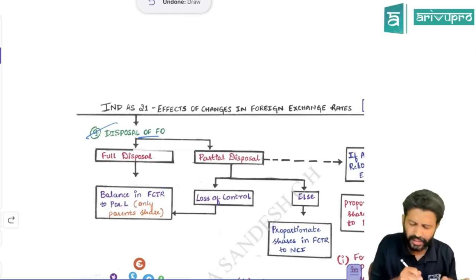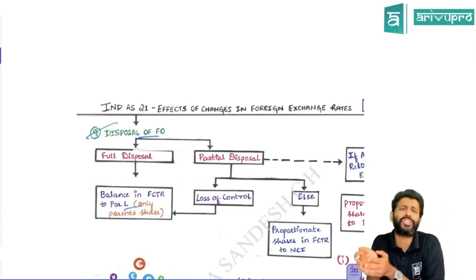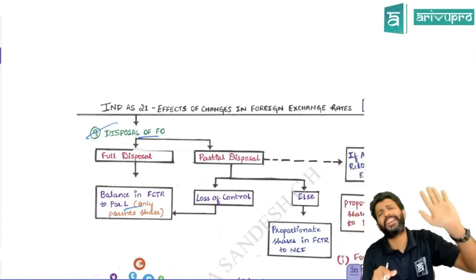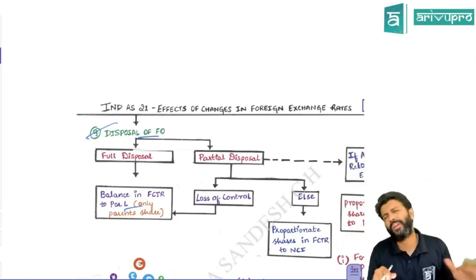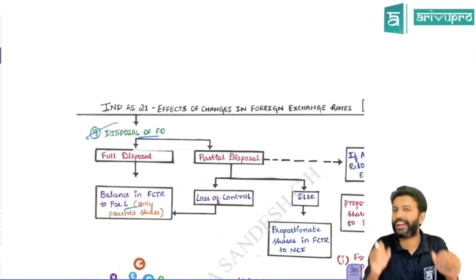Any FCTR that you have recognized, transfer it off to P&L. FCTR is an OCI, correct? So if you have sold off a full subsidiary or if you have lost significant influence, doesn't matter. Then whatever balance was there in FCTR, transfer it off to P&L because this is a recyclable OCI.